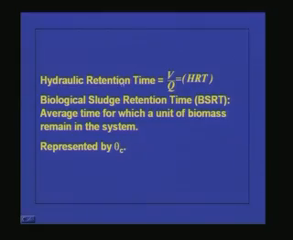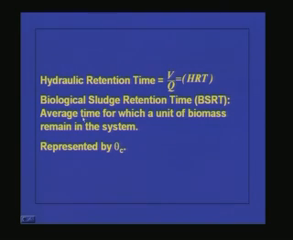Okay. And when we talk about the activated sludge process, another important term is hydraulic retention time. What is the amount of time the liquid is staying in the treatment system, that is the hydraulic retention time. So, that can be calculated by V by Q. V by Q is the hydraulic retention time, and another important term is biological sludge retention time, that is BSRT. BSRT is very, very important in any biological treatment system, nothing but biological sludge retention time.